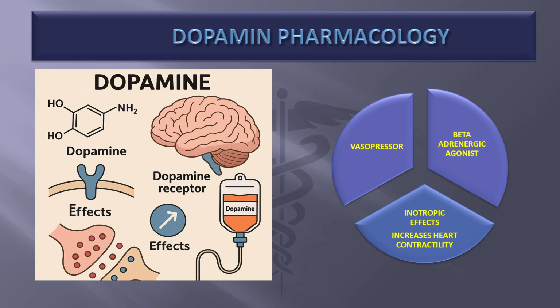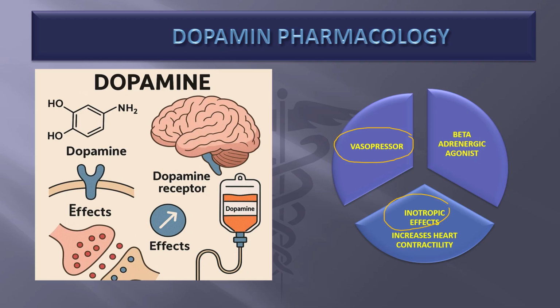It is basically a beta adrenergic agonist. What do you mean by a beta adrenergic agonist? Its work is that of a vasopressor. What is a vasopressor? Its work is to press, that is, to constrict. It is a vasoconstrictor with positive inotropic effect. What do you mean by a positive inotropic effect? It means that it increases your heart contractility. So in return, it is increasing your systemic vascular resistance. It is increasing your BP, increasing your cardiac output.